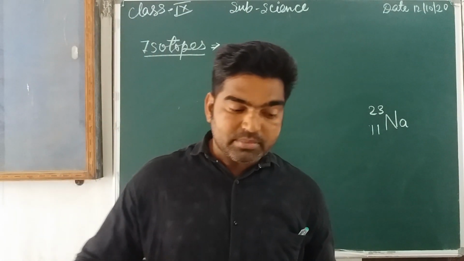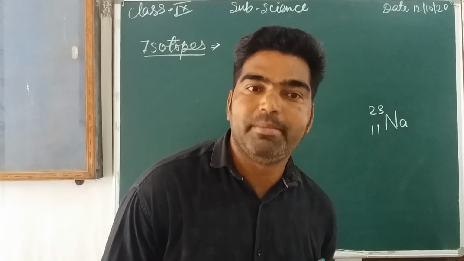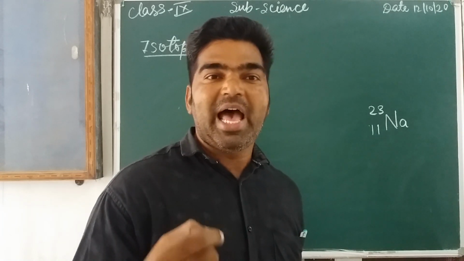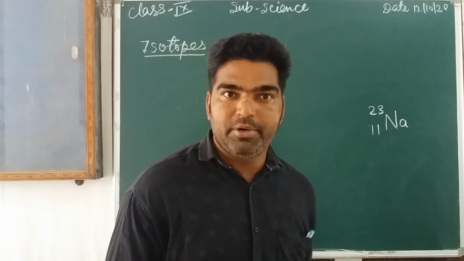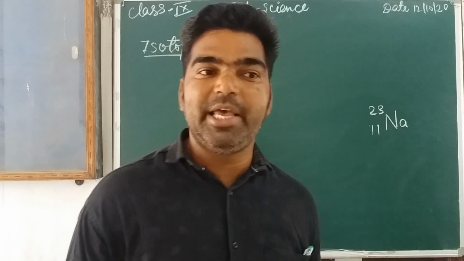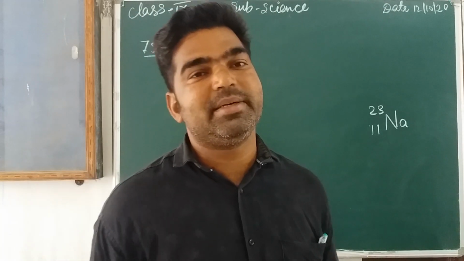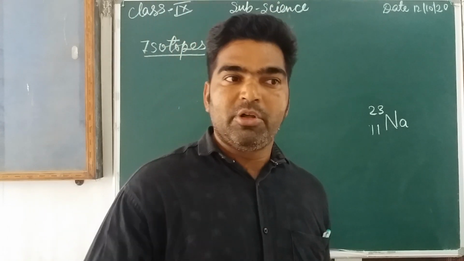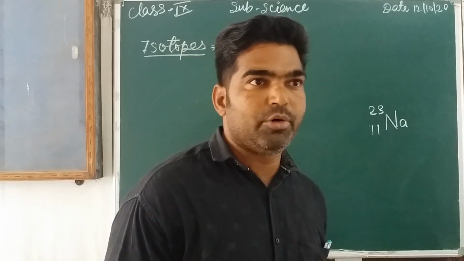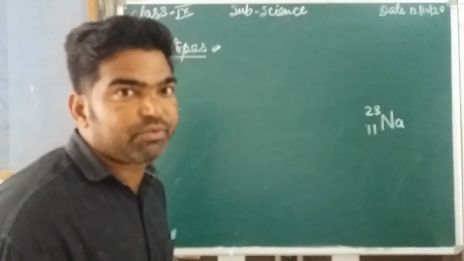Isotopes means atoms of an element having the same atomic number but different mass number. That is, atoms of an element having an equal number of protons. The atomic number is the same but the mass number is different. So the same number of protons but a different number of neutrons. That type of atom is known as an isotope. I am going to write here the definition for isotope.